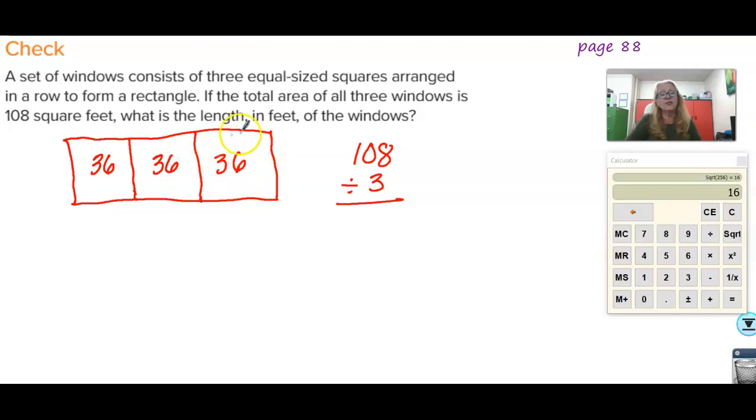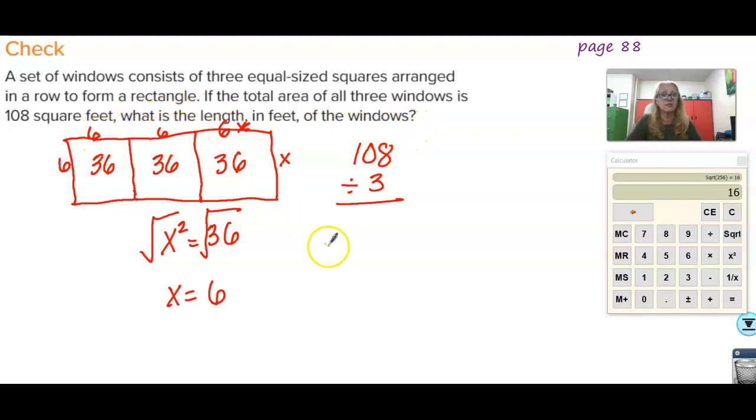Okay? So if these are perfect squares, though, how long must the sides be? Well, this would be x times x is 36, or x squared equals 36. Take the square root of both sides, and we find that x is 6. So that tells us that these squares have side lengths of 6. So getting back to the question now, what do we need to know? What is the length in feet of the windows? And it says windows with an S, so they mean all of them. What's 6 plus 6 plus 6? 18 feet. Oh yeah, good times. We're going to get to do more of those in class, and we have more of those for examples.